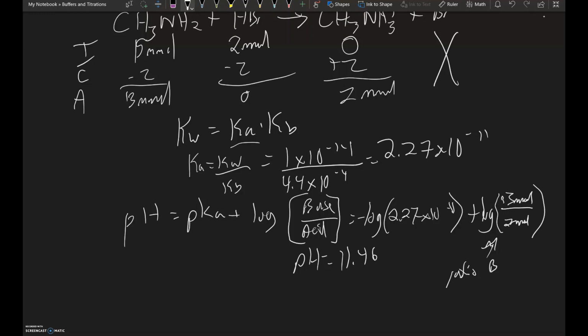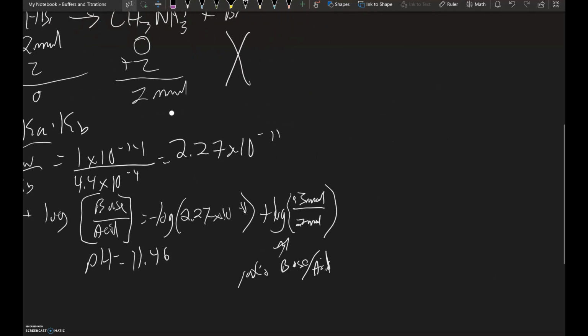This is a ratio of base over acid, and the reason we didn't have to figure out the concentration of the methylamine and its conjugate acid is that whether you use the concentration or the millimoles, it's still a ratio, and that ratio is fixed. So you don't always have to calculate the concentrations, unless you're working with a different type of problem, which is possible. So let's look at another problem.